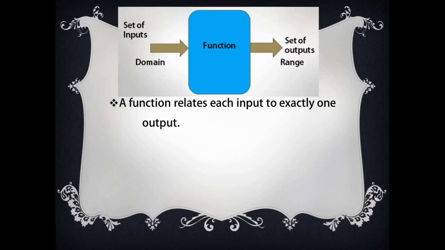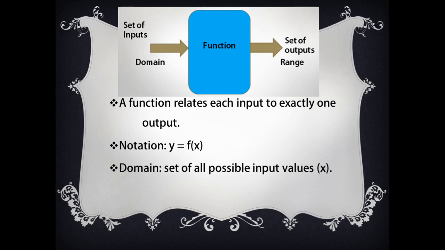A function relates each input to exactly one output, and it can be represented as y equal to f of x. The domain is the set of all possible input values, and the range is the set of all possible output values.